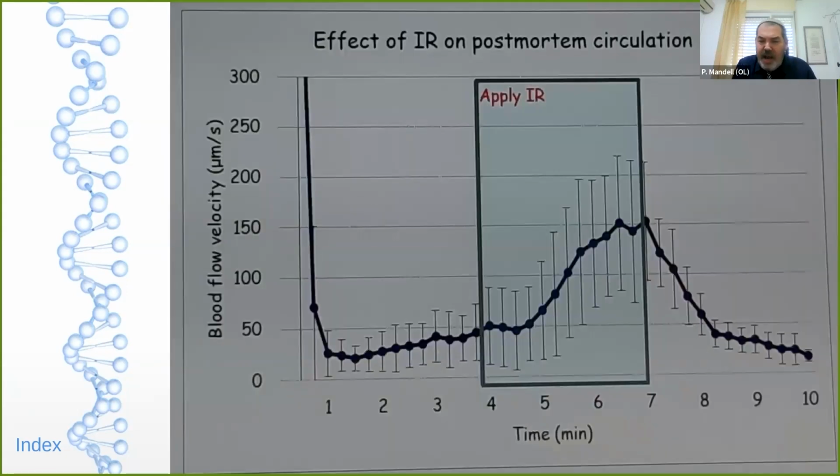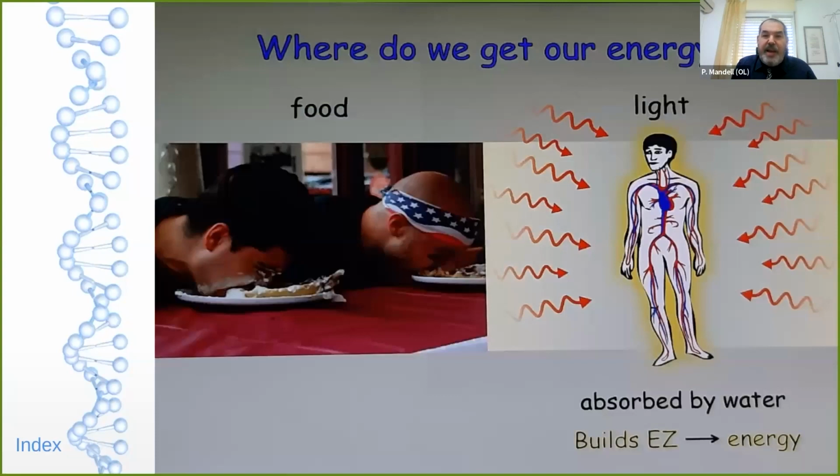Again, this is on a person. This is post-mortem circulation in the blood, showing that the blood is flowing long after the patient died. So obviously it is not the heart pumping the blood through the system. And this brings us to the question, where do we get our energy? Well, food is one of them, but also light. And it's the light that's absorbed by the water, which we are over 70% made of.